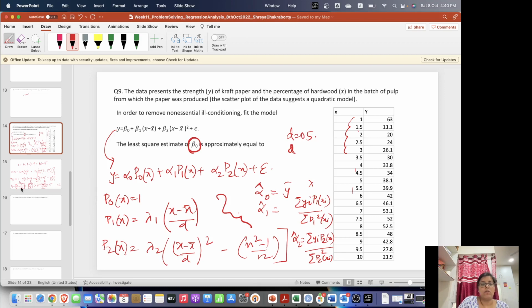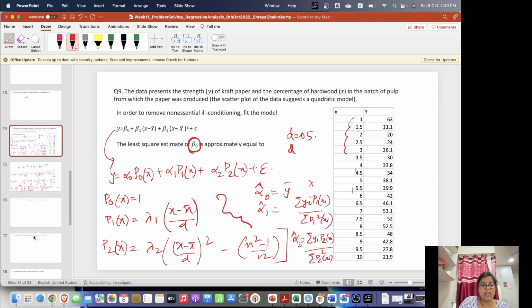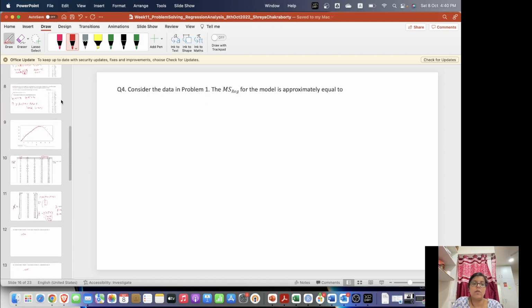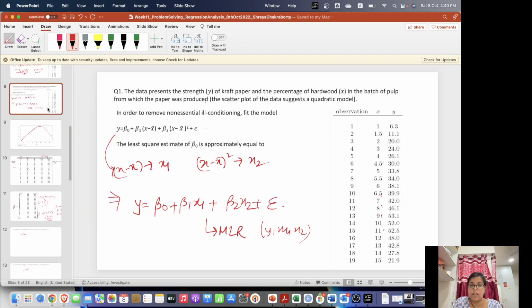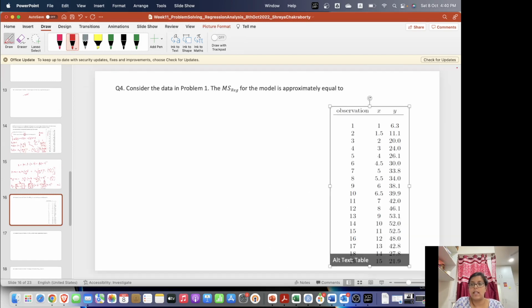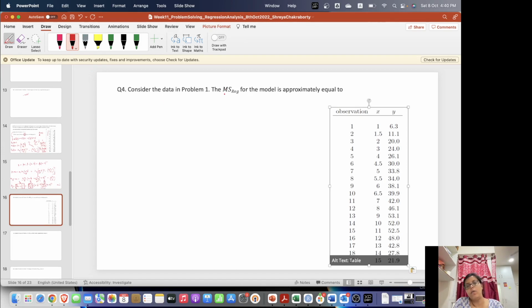Okay, so once we have the estimate values, then it is fairly simple. We have been asked to consider the data in problem 1, that is the one where it was not equally spaced, this one. Okay, I'll just copy this. So this one. Now here they are saying, consider the data. What is the MS regression for the model?